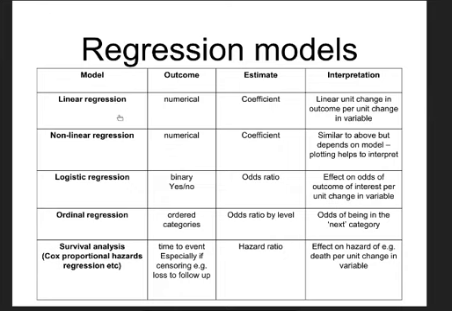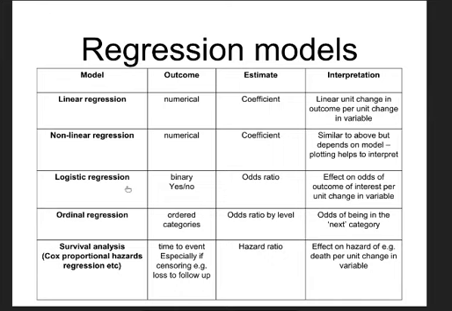Of course, not everything in the world sits on a straight line. So we've got things like non-linear regression, which is very similar, apart from it lets us describe things that might go up with increasing dose of drug and then might go down. So there might be a curvy type response. That's non-linear regression. It's still predicting numerical things, but it allows more complex relationships.